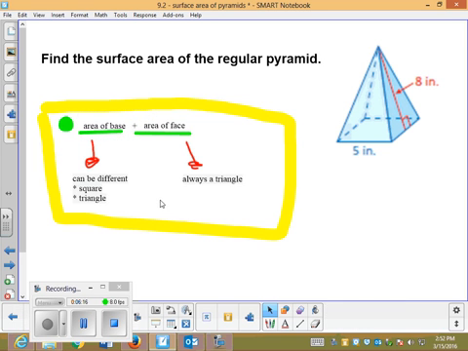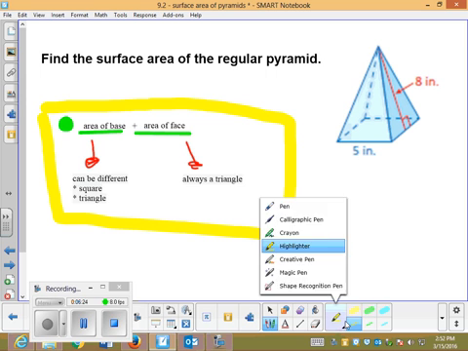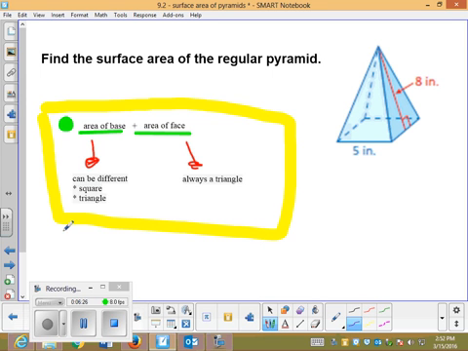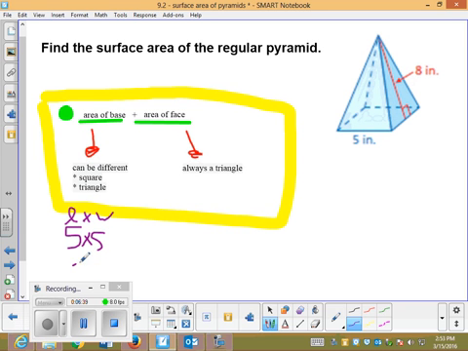Okay, so what is our base? We need to figure out what our base is. Our base will be a square, it looks like, because it's a 5 by 5. So if it's a square, we find the area of the base. It's a 5 by 5. How do I know? Because it's length times width. A 5 by 5 is going to give you 25. So I'll put 25 here. And then we have here the area of the face.